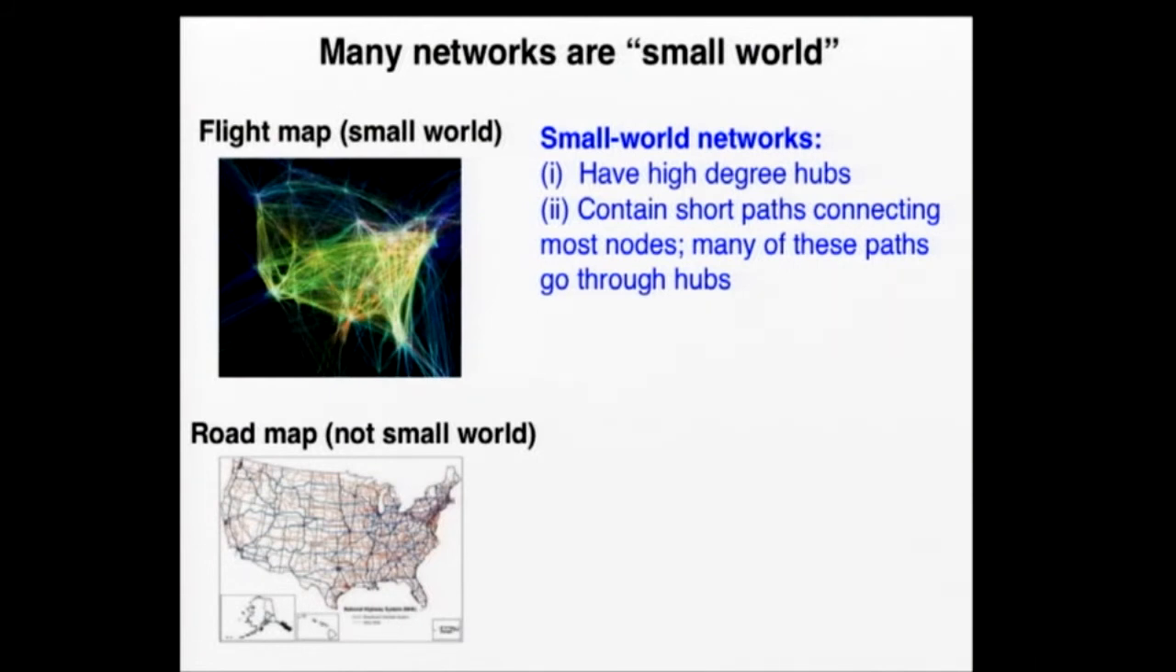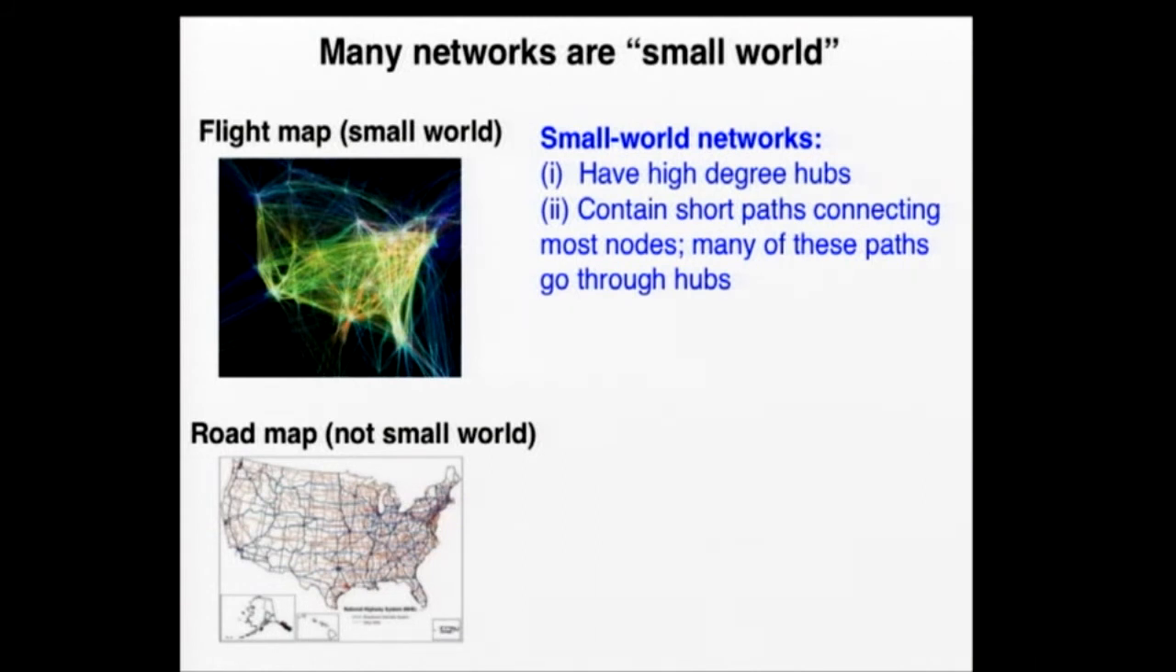The way to think about a small world network might be like an airplane flight network, right? You want to get from point A to point B. You go from point A to a hub, you come down to another hub, and then come out to point B, right? These hubs have tons of flights going out, and basically every city is near every other city, right? Now, a network that's not a small world network is a road map.